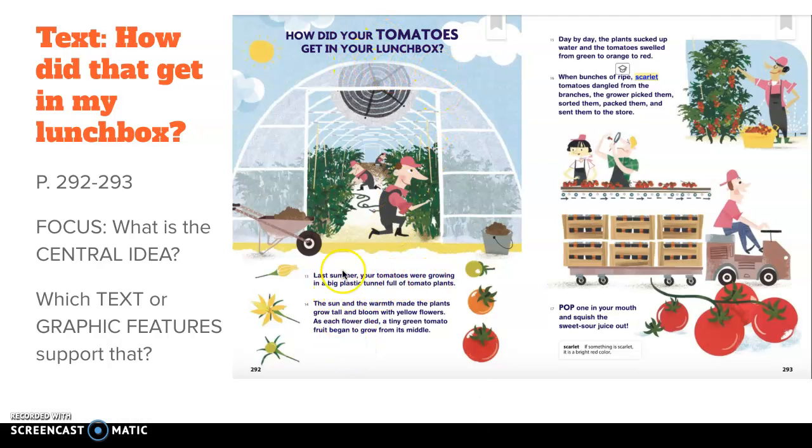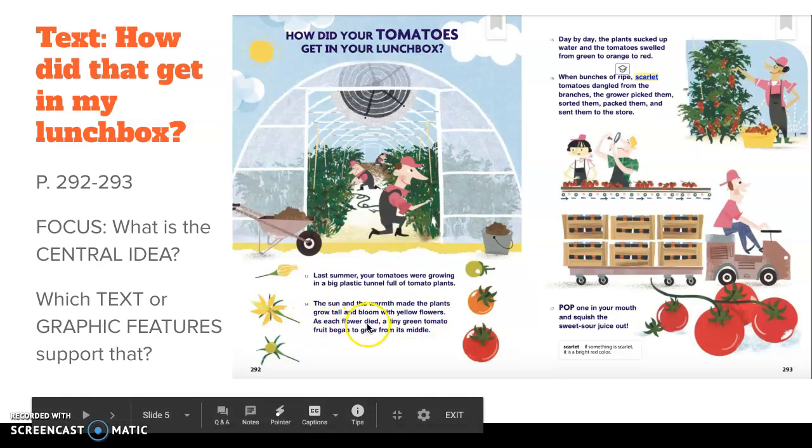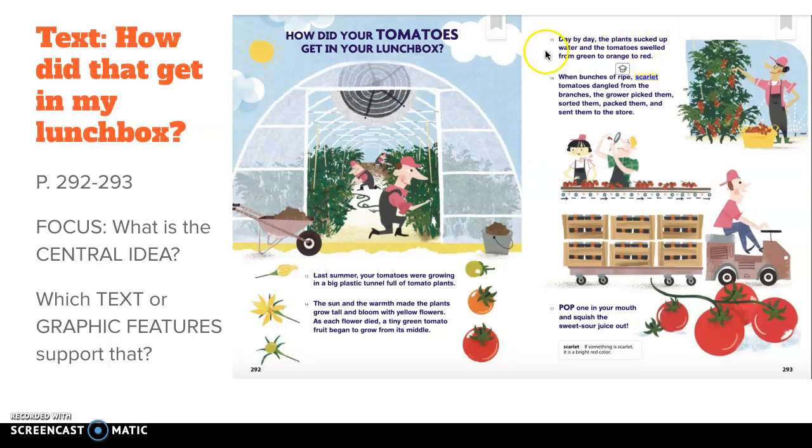How did your tomatoes get in your lunchbox? Last summer, your tomatoes were growing in a big plastic tunnel full of tomato plants. The sun and the warmth made the plants grow tall and bloom with yellow flowers. As each flower died, a tiny green tomato fruit began to grow from its middle. Day by day, the plant sucked up water and the tomatoes swelled from green to orange to red. When the bunches of ripe scarlet tomatoes dangled from the branches, the grower picked them, sorted them, packed them, and sent them to the store.